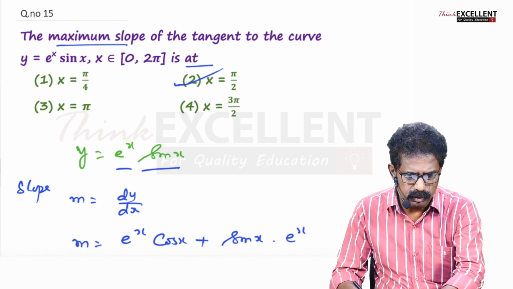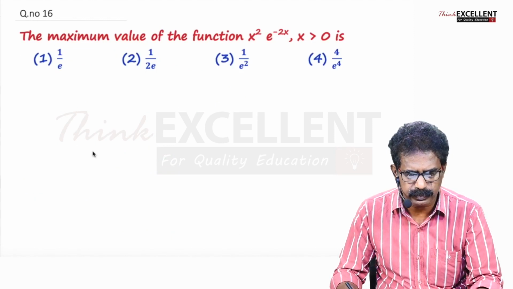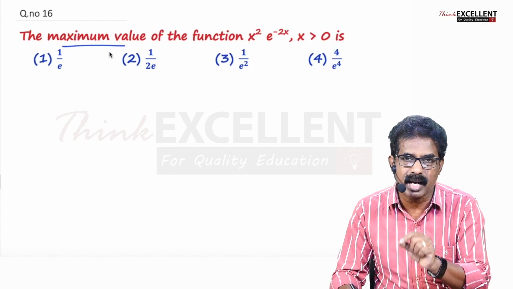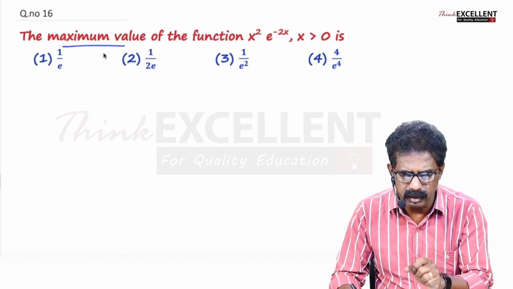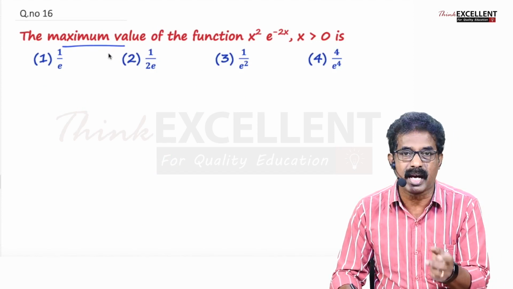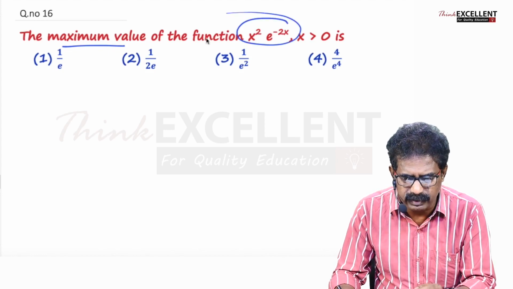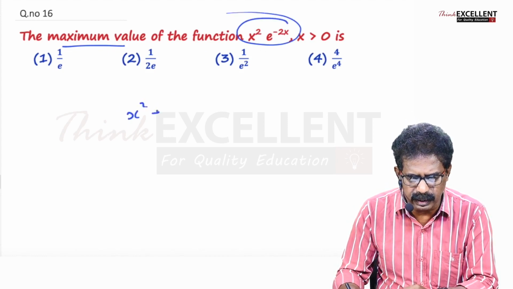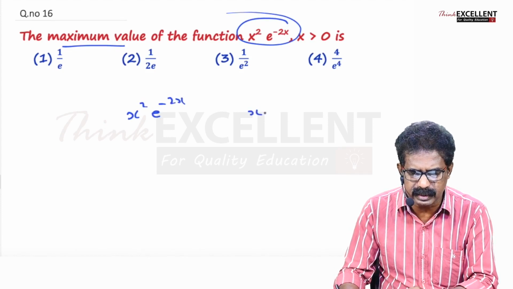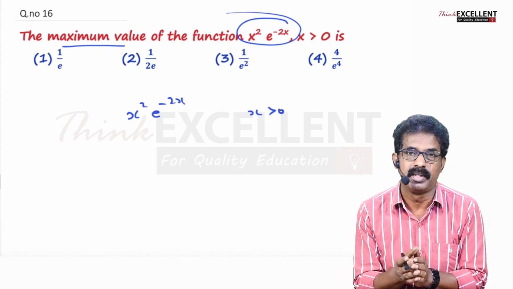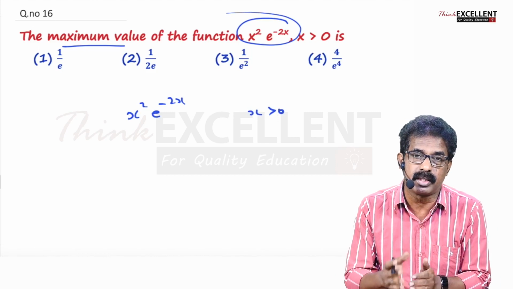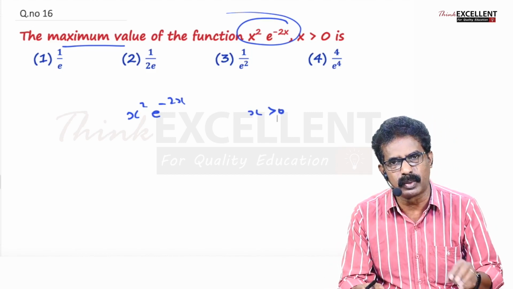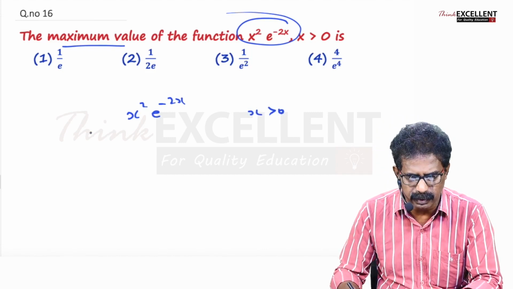Now let's move on to question number 16. The maximum value. In the previous one, the maximum value occurred at which point, that is only the x value. But here they asked for the maximum value, so after finding the x value, you have to substitute in the given function. So x square e raised to minus 2x and x is greater than 0. All these are hints. Suppose when you find x, you get 2, 3 values. Here x is greater than 0, so don't look at the other values. Only the positive value you take and substitute.